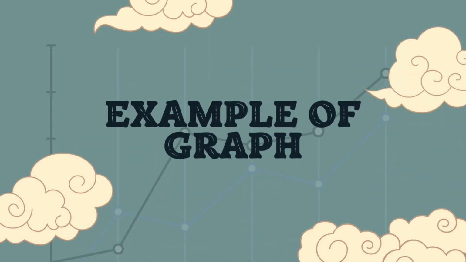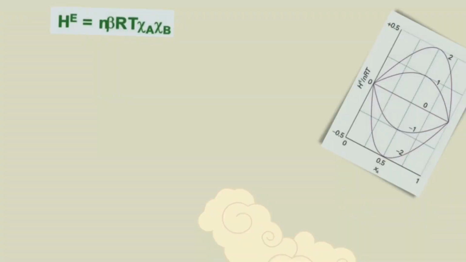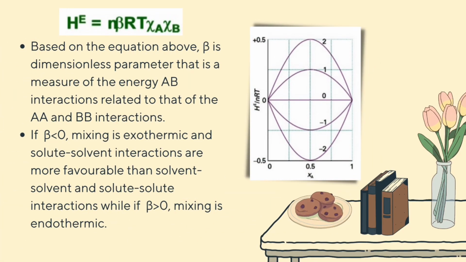Next, we will see the example of the graph. Based on the equation above, beta is a dimensionless parameter that is a measure of the energy of AB interactions related to that of the AA and BB interactions. If beta is less than 0, mixing is exothermic and solid-solvent interactions are more favorable than solvent-solvent and solid-solid interactions, while if beta is more than 0, mixing is endothermic.